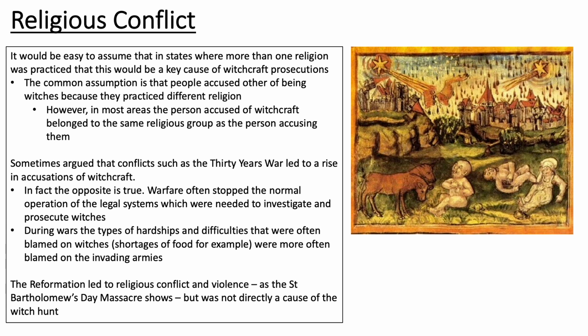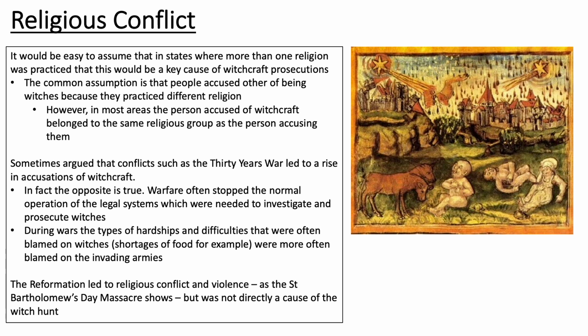It would also be quite easy to assume that in states where more than one religion is practiced, such as a state where Catholic people and Protestant people both practice their religion, this would be a key cause of witchcraft prosecutions. The common assumption being that people accused other people of being witches because they practiced a different religion. So as I was mentioning before, Catholics accusing Protestants, Protestants accusing Catholics. It's not something that is borne out in the actual trial records of the witch hunts.